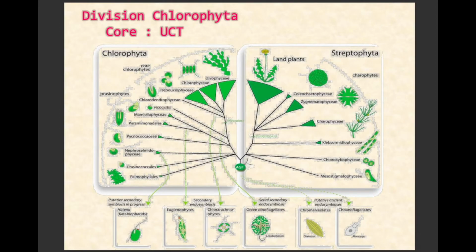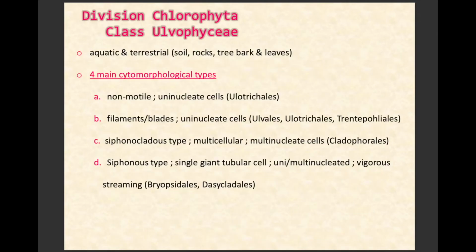Now, moving on to the core UTC group, meaning your Chlorophyceae, your Ulvophyceae, and your Trebouxiophyceae. So that's your core UTC or core chlorophyte group. Unahin natin si class Ulvophyceae. So your Ulvophyceae, these are aquatic. They have aquatic and also terrestrial representatives that live on soil or rocks sometimes, and in tree barks and leaves. So they have at least 4 main cytomorphological types or morphology, no?